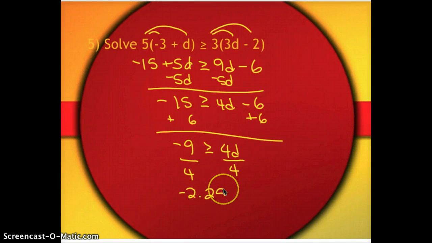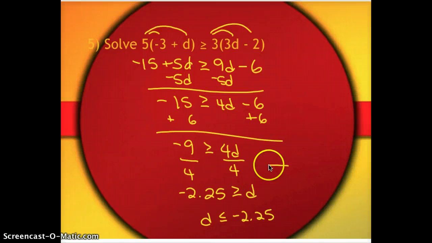I've got negative 2.25 is greater than or equal to d. And if you don't like having your d or your variable on the right-hand side, you're allowed to flip it as long as you remember that it's the negative 2.25 that's greater than, and the d is less than. So you could rewrite it d is less than negative 2.25. Either one of these answers is totally fine. Just knowing that if you were shading it on a number line and you had negative 2.25 there to the left of 0, it would be shaded everywhere left of it.